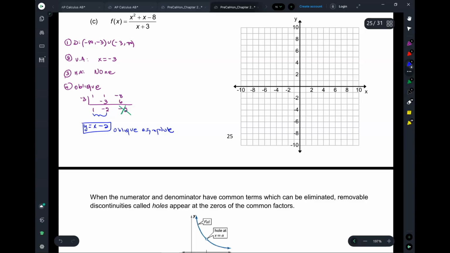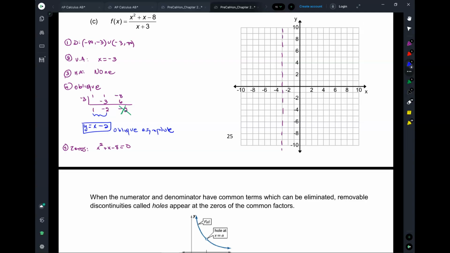Okay, now if you need to find the zeros here, you would just say x squared plus x minus 8 is equal to 0. If it's something that can be factored, you can factor it and get the zeros. In this case, you can't factor this one, so you would have to do the quadratic formula for this. But let's hold off on that for the time being. Okay, all right, so we have a vertical asymptote here at -3. And the oblique asymptote is y equals x minus 2.